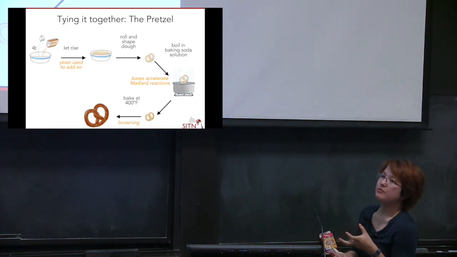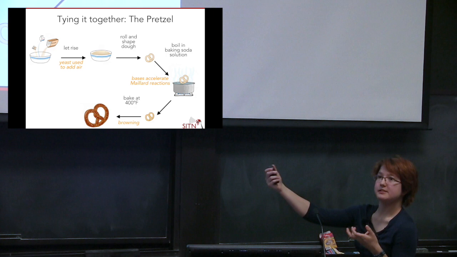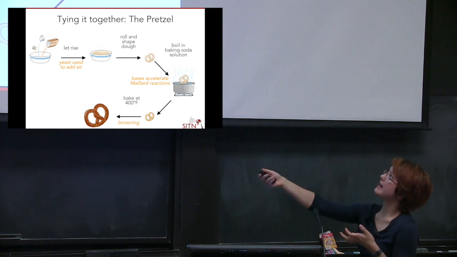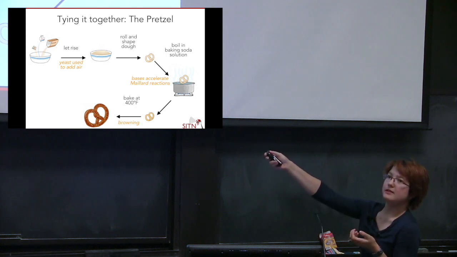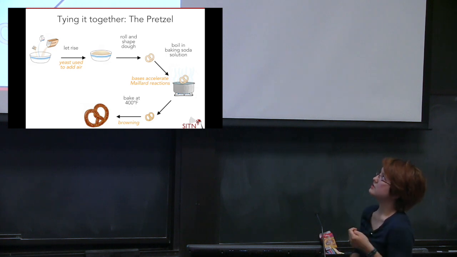Once again, you start off with mixing your various ingredients, your flour, your water, your yeast, and you let it rise. So this is using yeast, not chemistry, to produce your air. Then when you shape it into that traditional pretzel knot, you proceed to boil it in a baking soda solution. So here's the chemistry again coming in.